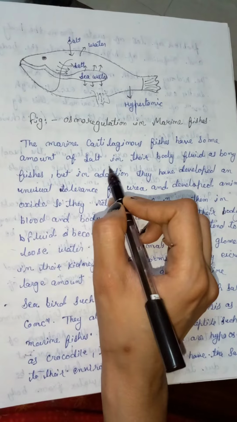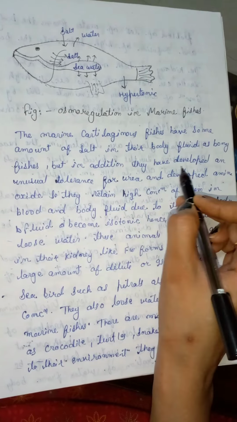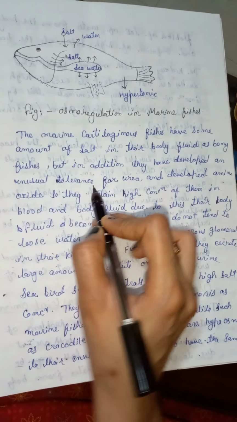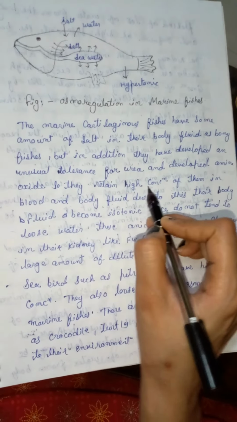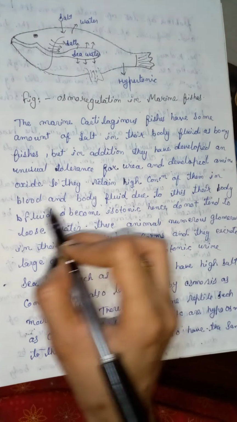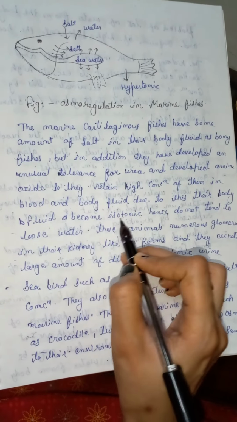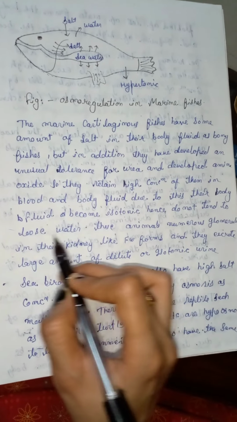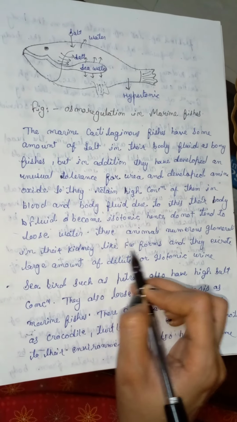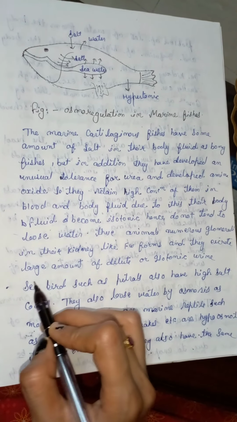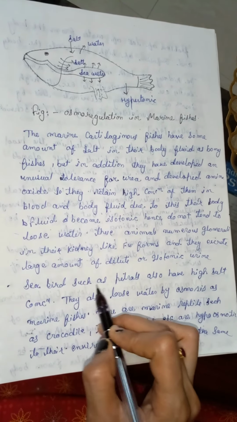The marine cartilaginous fishes have some amount of salt in their body fluid as bony fishes, but in addition, they have developed an unusual tolerance for urea and trimethylamine oxide. They retain high concentration of them in blood and body fluid. Due to this, their body fluid becomes isotonic, hence they do not tend to lose water. These animals have numerous glomeruli in their kidney like freshwater forms, and they excrete a large amount of dilute, isotonic urine.